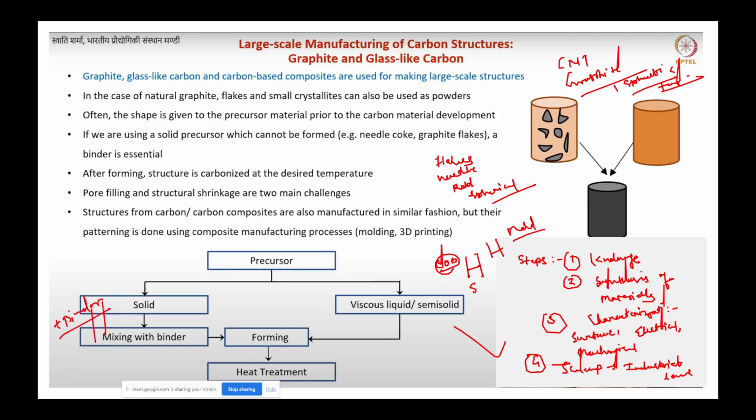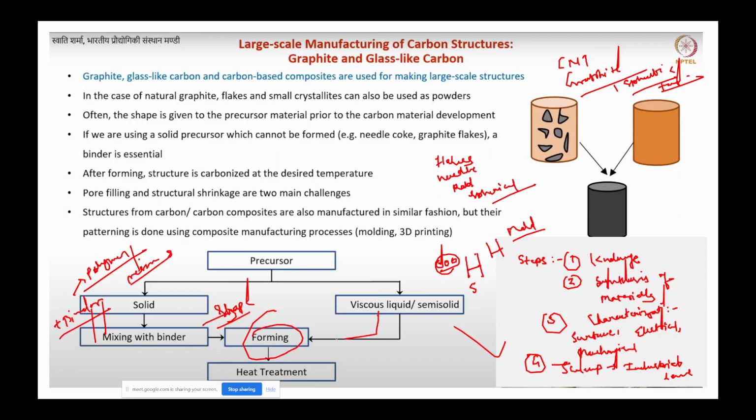This binder could be anything. You can use some polymer or any resins. Okay, so this is something like that, just to make whatever shape or structure you want. So for the solid, if your material is solid, then you have to have this binder or this polymer as a binder material. Only then can you go for this forming technique. Okay, this technique where you will give the main shape to your material.